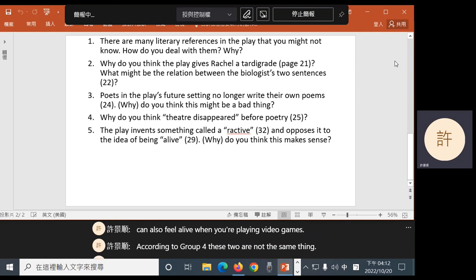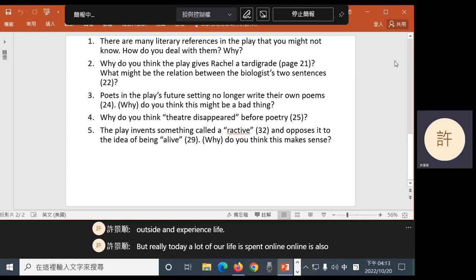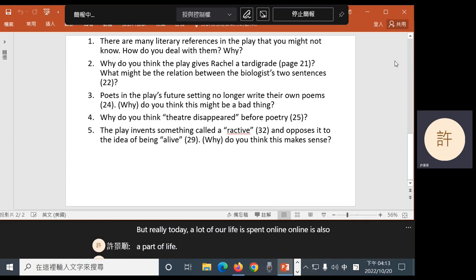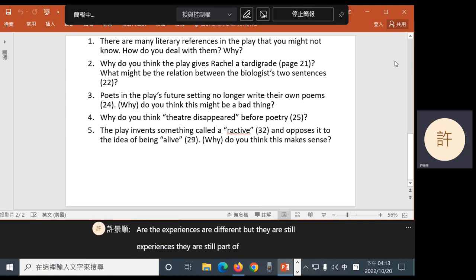And you know what? I kind of agree. I think that's right. A lot of the time people, especially older people, will say, stop using the computer, stop watching TV, go outside and experience life. But really today, a lot of our life is spent online. Online is also a part of life. The experiences are different, but they are still experiences. They are still part of our inner life.